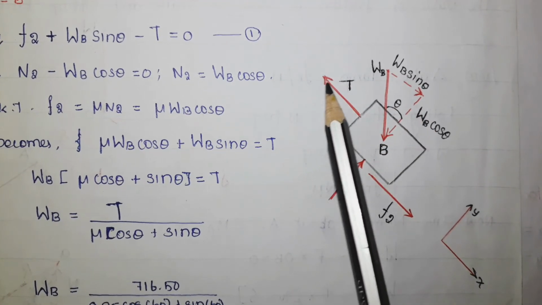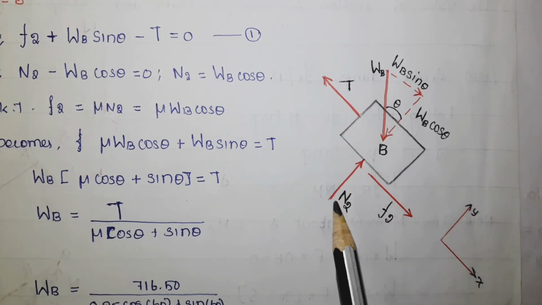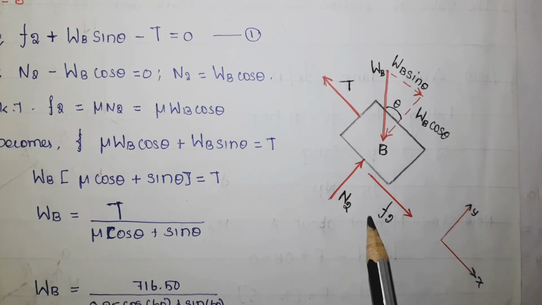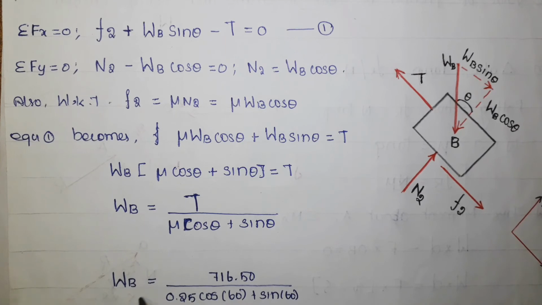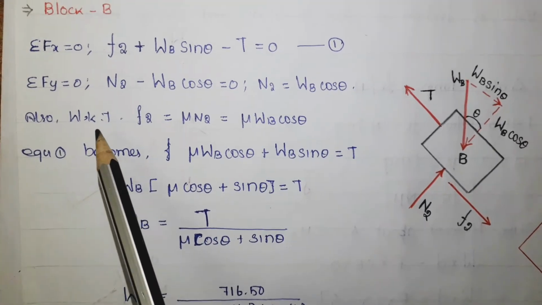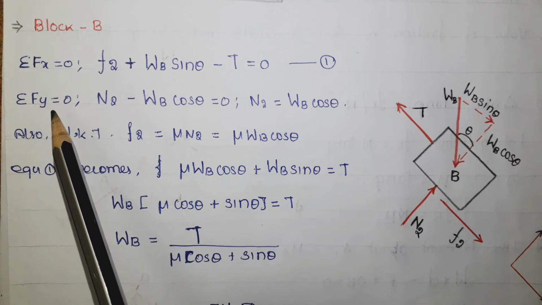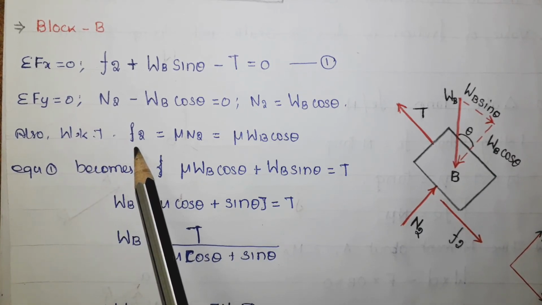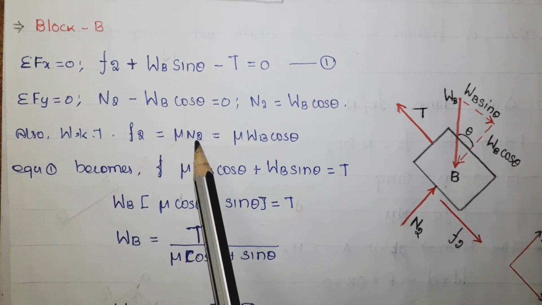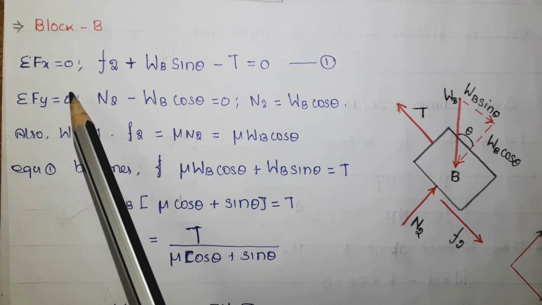If you look here, there are three unknowns: WB, the weight of the block, and N2 as well as F2. So minimum I need three equations. The first two equations are similar to the previous one: the summation of all x components is 0, and the summation of all y components is 0. And then the third equation is the friction equation, which says that F equals mu into N. I am going to use these three equations similar to my previous case.